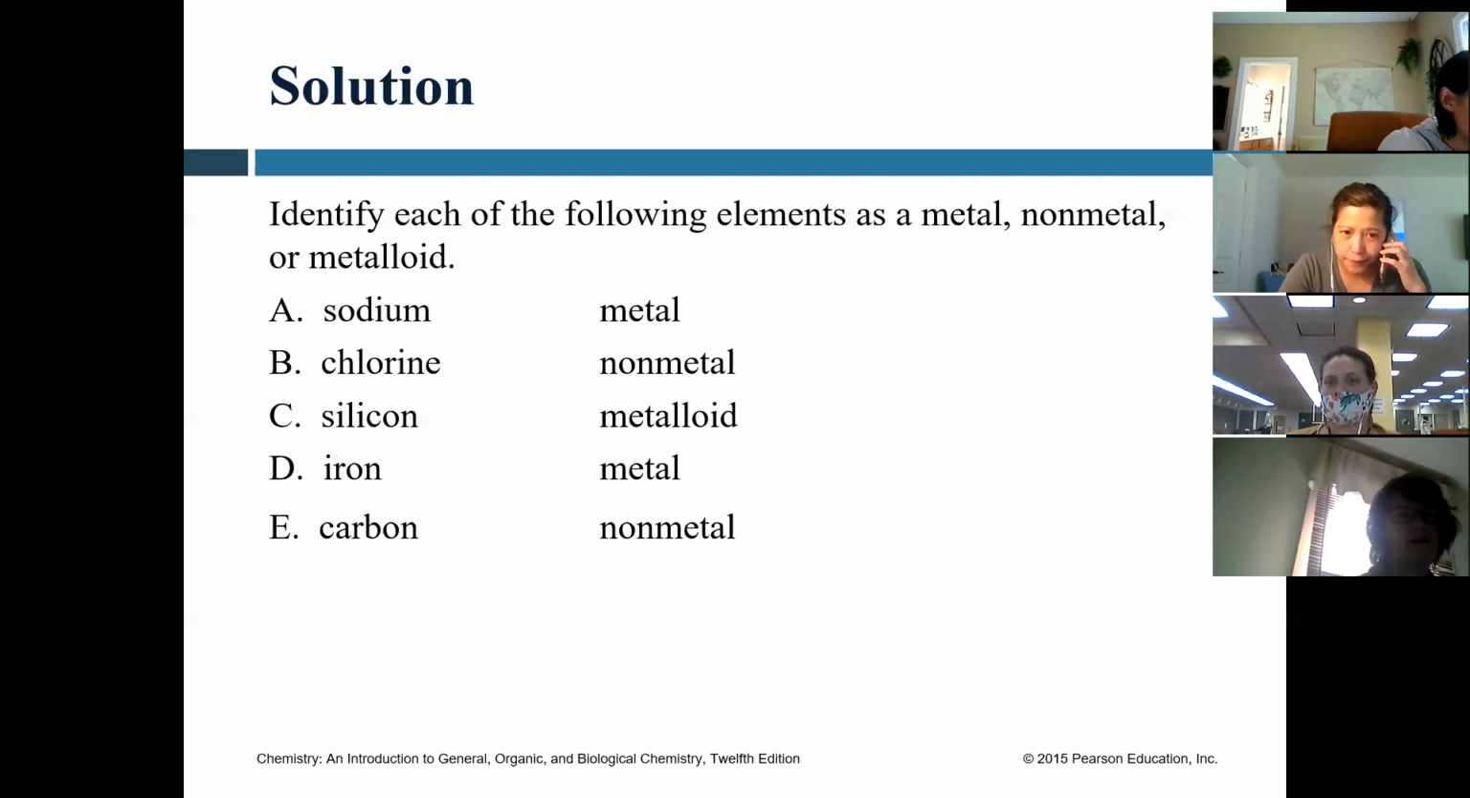Does anybody have any questions on identifying those three? If you do, just unmute yourself and you can ask me. Because I want to make sure we can do that. I want that to feel really, really simple. Obviously, if you didn't have a periodic chart, it wouldn't be so simple, but you will have your periodic chart with you on your exam. So hopefully that feels pretty easy. Okay, great.